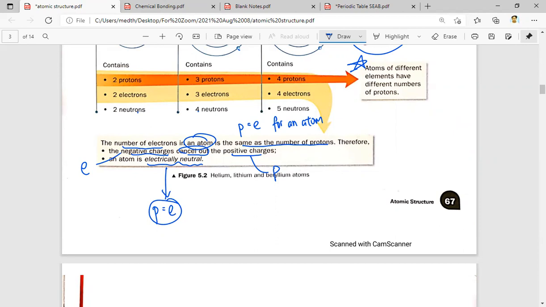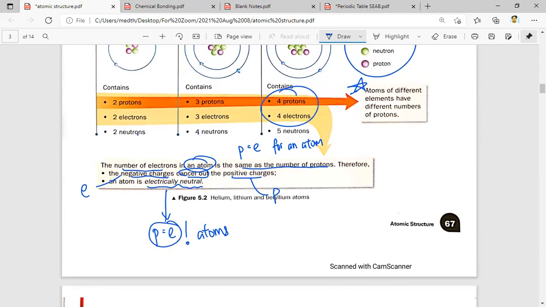So you realize this whole paragraph is just describing this over and over again. Okay, so for atoms, proton is equal to the electron, as what you can see here.